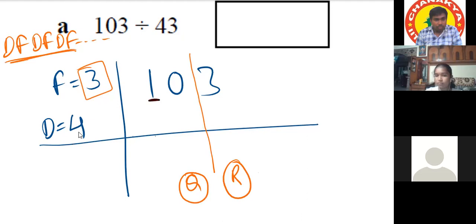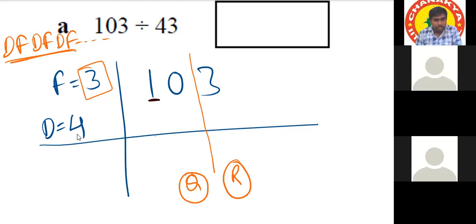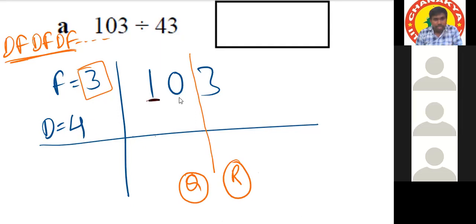In 1, 4 will not go, correct? That's why I'm taking 10 directly. In 10, how many times will 4 go? 2 times. 4 twos are how much? 8. Now what is the remaining number? 10 minus 8 is 2.